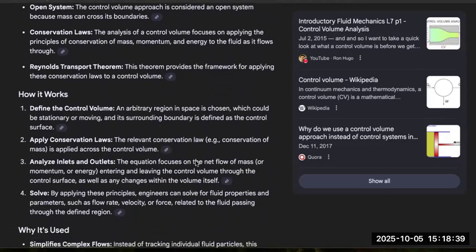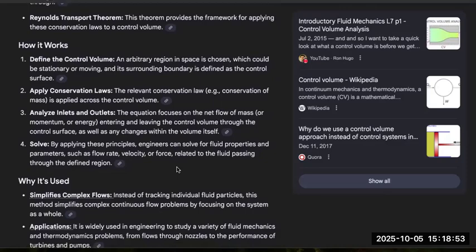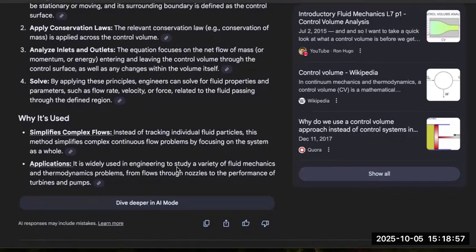So how it works: define the control volume. An arbitrary region in space is chosen, which could be stationary or moving, and its surrounding boundary is defined as the control surface. Next we apply conservation laws, next we analyze inlets and outlets, and next we solve. Why it's used: it simplifies complex flows, because instead of tracking individual fluid particles, this method simplifies complex continuous flow problems by focusing on the system as a whole.